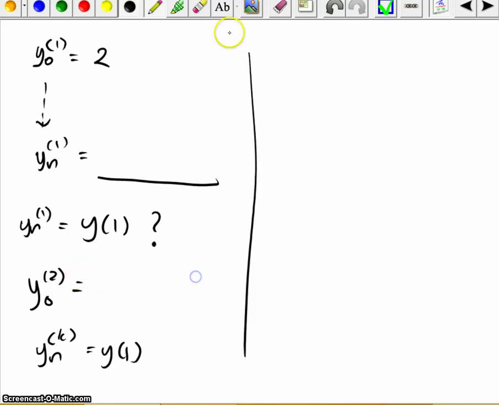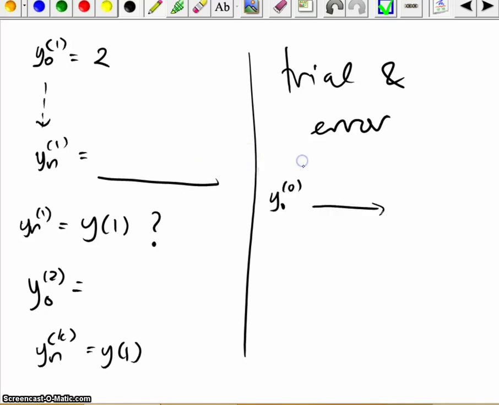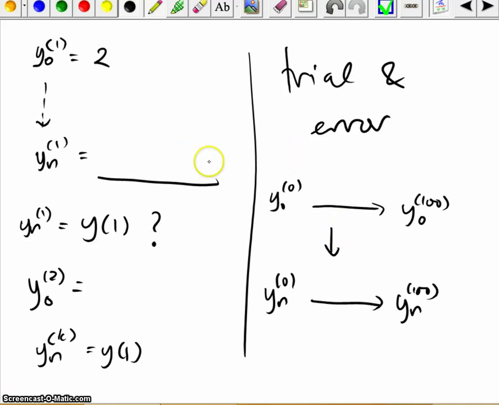Okay, so this method is basically known as trial and error, because you make a trial, you solve a solution, and you determine the error. Okay, so let's say I've made a lot of guesses. Let's say I've made guesses from y0 0 up to y0 100, which means I'll be able to get the same number of boundary values as well. From all these 100 guesses, I'll be able to estimate 100 boundary values.